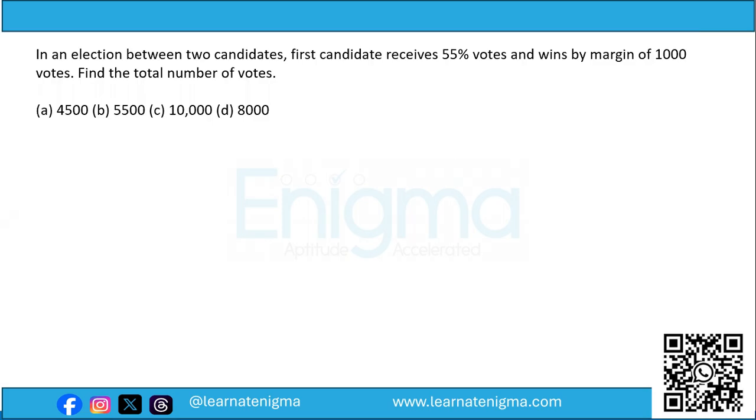In an election between two candidates, the first candidate receives 55% votes and wins by a margin of 1000 votes. Find the total number of votes.